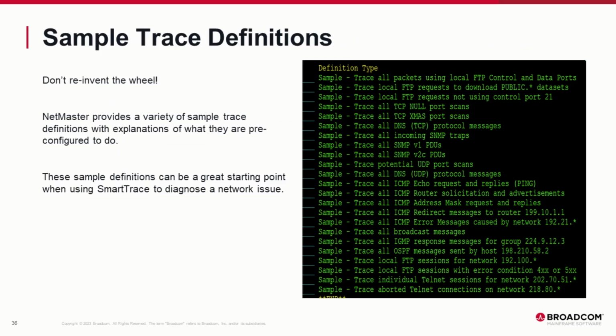In conclusion, we've shown you many ways that SmartTrace can aid in diagnosing common network problems and given examples of the parameters you could use to create an effective definition. However, we don't expect you to reinvent the wheel. There are a number of sample trace definitions, many of them doing the same or similar things as the trace examples we showed today, that are provided with the NetMaster product with no special configuration requirements. These samples are available on the 3270 panel you used to create a new SmartTrace and can be used as a starting point and customized as needed when using SmartTrace.